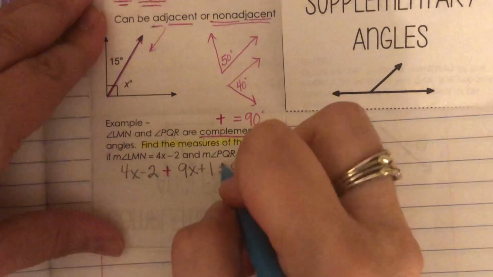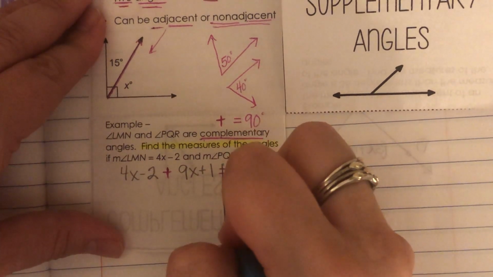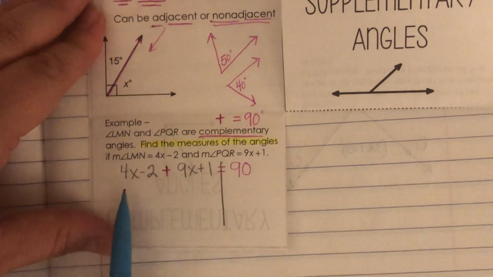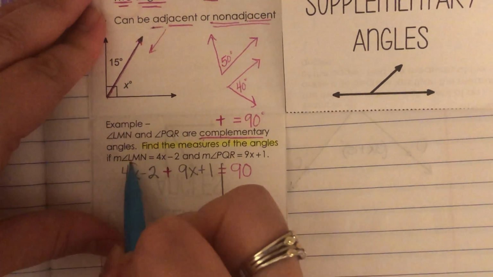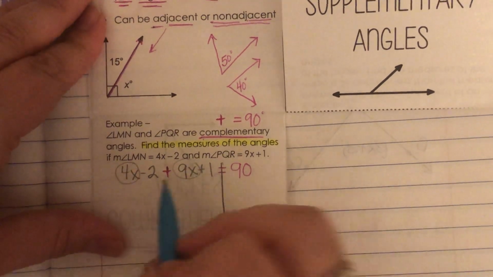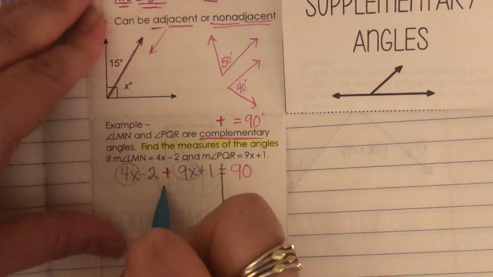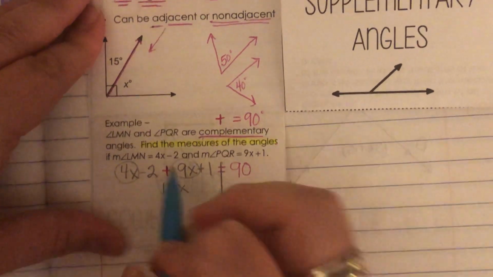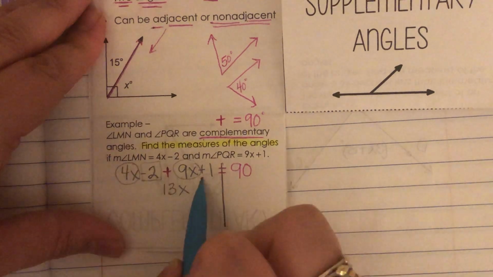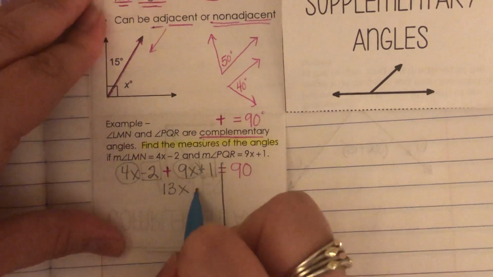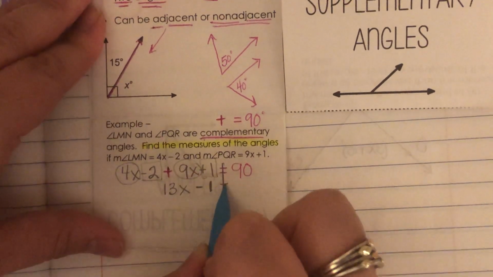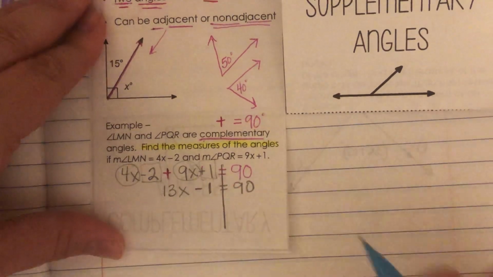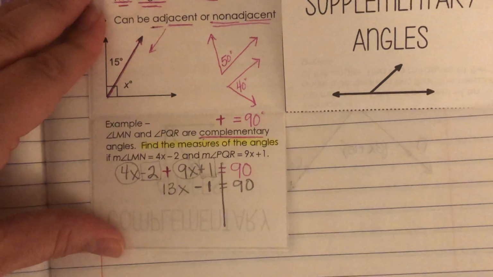Now I'm just going to go ahead and solve my equation. All right, I have two things on this side, so I need to combine like terms. x goes with x, that would give me 13x. And the constant of -2 goes with the constant of +1. -2 plus 1 is -1, equals 90. Now I have my two-step equation, and I'm going to go ahead and just solve.